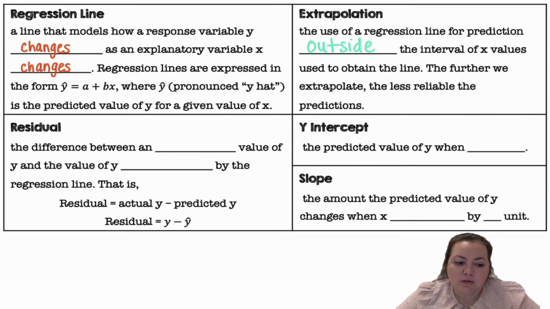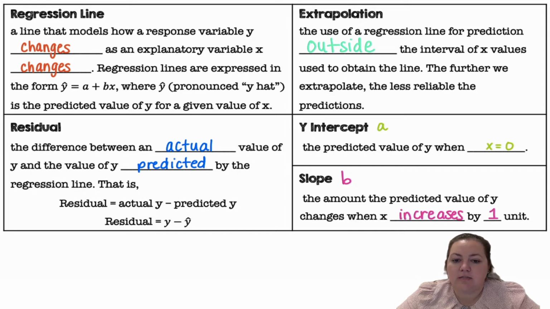All right, a residual is the difference between an actual value of y and the value of y predicted by the regression line. That is, the residual equals actual y minus predicted y, or y minus y hat. The y-intercept, which is a in our equation, is the predicted value of y when x equals 0. The slope, which is b in our equation, is the amount the predicted value of y changes when x increases by 1 unit.